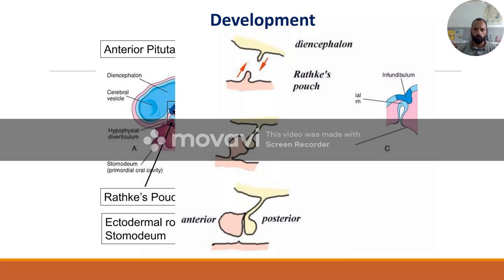One of the sources comes from the mouth side, what you call the stomodeum. In the stomodeum, there is one area called Rathke's pouch, and there will be an invagination of the Rathke's pouch. A diverticulum will be formed, and from the diencephalon, one more diverticulum will be formed. In the later stages of development, they combine together to form the anterior pituitary and the posterior pituitary. Both are ectodermal in origin, but the sources are two: one is from Rathke's pouch or stomodeum, and one is from the diencephalon.